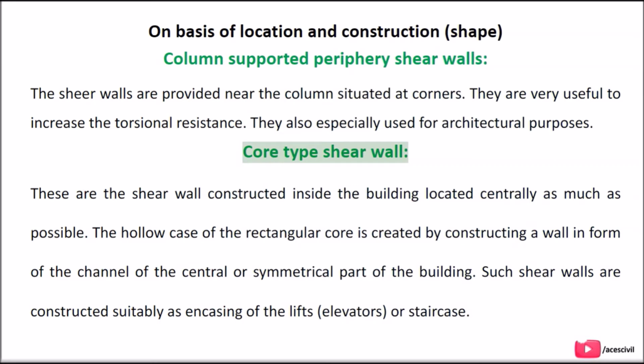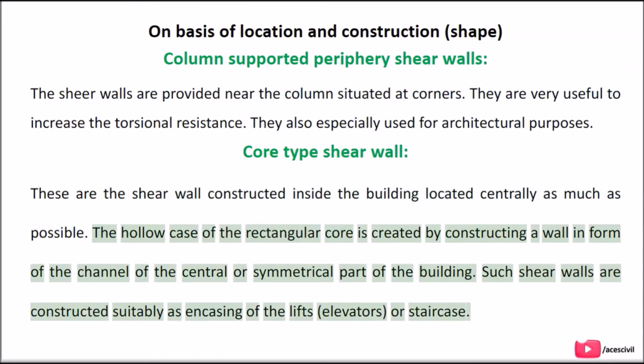Core-type shear wall. These are shear walls constructed inside the building, located centrally as much as possible. The hollow case of the rectangular core is created by constructing a wall in the form of a channel in the central or symmetrical part of the building. Such shear walls are suitably constructed as encasing of the lifts, elevators, or staircase.